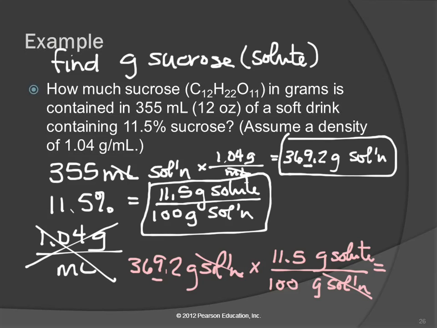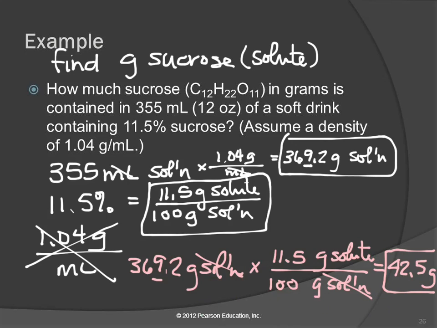This number should have 3 sig figs, so I'm going to round it off here: 42.5 grams. That number should not be larger than the mass of the solution, right? The whole can of soda weighs 369 grams. If I came up with a mass of sugar in there that was 500 grams, we would know that that's impossible. This number is smaller, and so that suggests that we probably did it correctly.